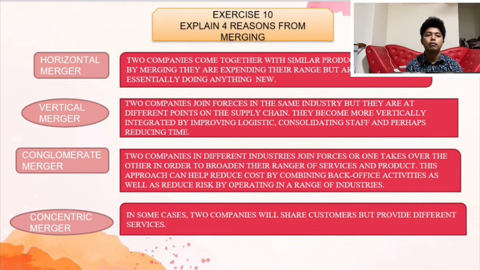And the last but not least is concentric merger. In some cases, 2 companies will share customers but provide different services. An example would be Sony, who manufacture DVD players but also bought the Columbia Pictures movie studio in 1989. Sony were now able to produce films to play on their DVD players.